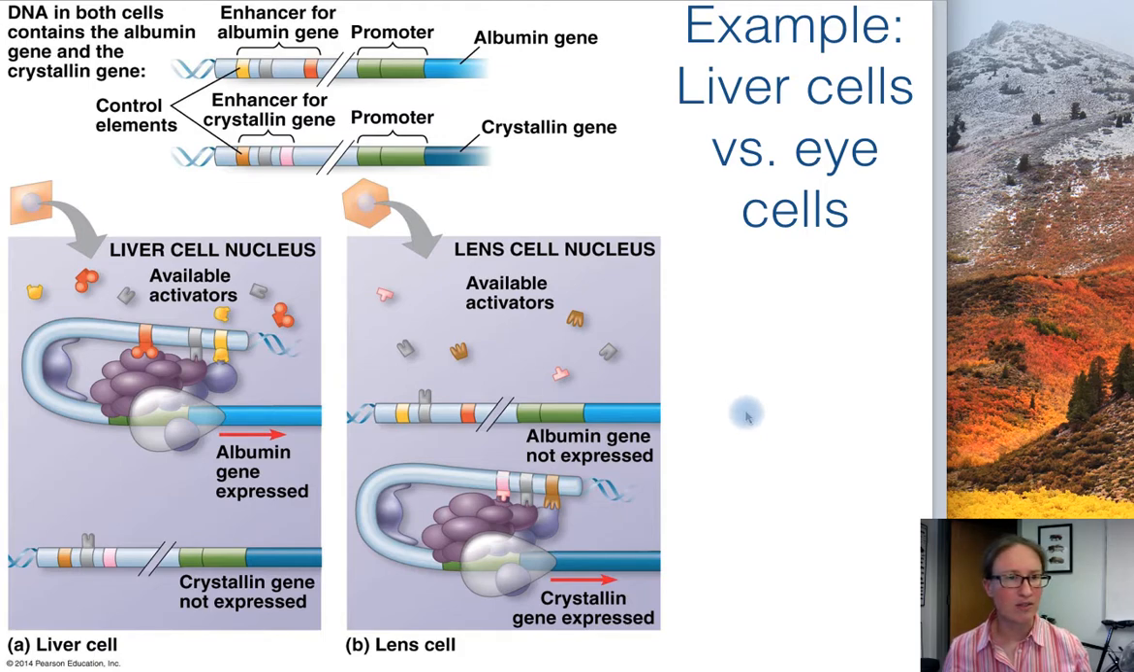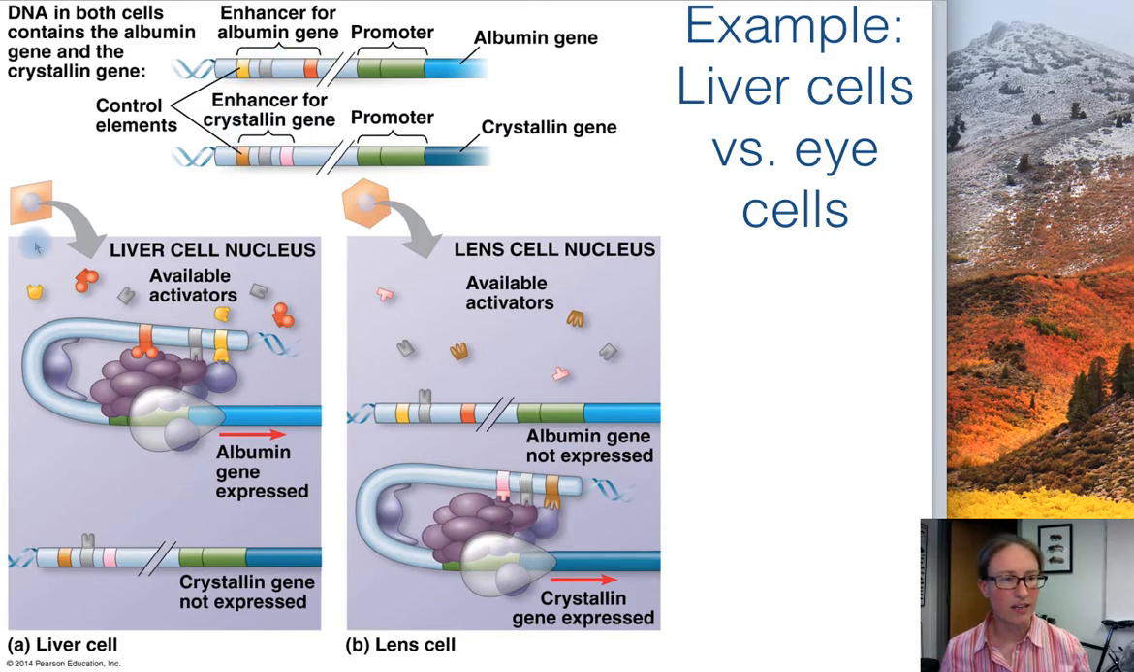So if we're thinking about this, we'll just look at an example comparing a liver cell to an eye cell. And if we look at the gene regions for each of these cells, they're going to have associated enhancer regions as well. And the enhancer regions are going to be specific to each gene. So one of the major protein types that gets produced in the liver is called albumin. And one of the major protein types produced in the eye is called crystallin. So the albumin and crystallin genes each have distinct enhancer regions.